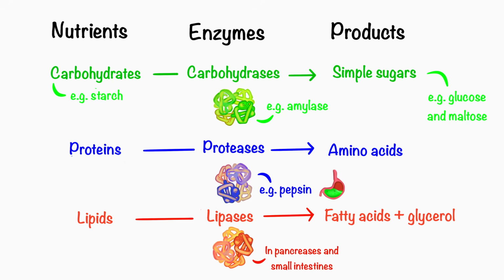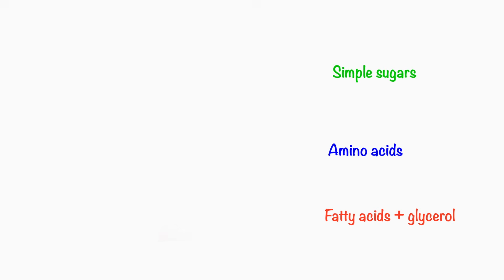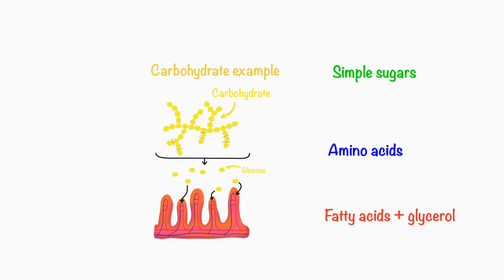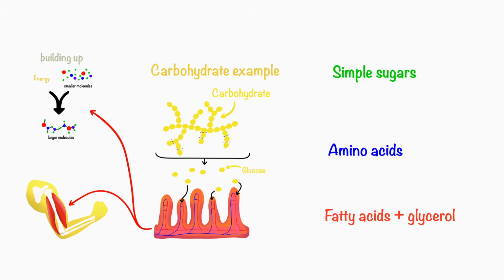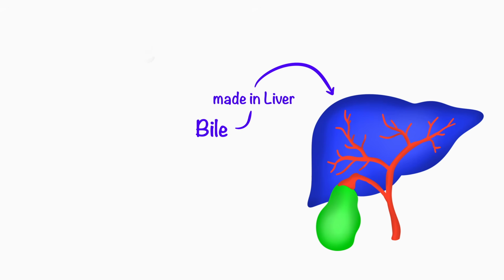Once these large molecules are broken down into their smaller components, sugars, amino acids, fatty acids, and glycerol, they can easily pass through the walls of your digestive system into the bloodstream. From there, they're transported to cells throughout your body where they can be used for energy or to build new tissues. While not an enzyme itself, bile plays a crucial role in the digestive process.